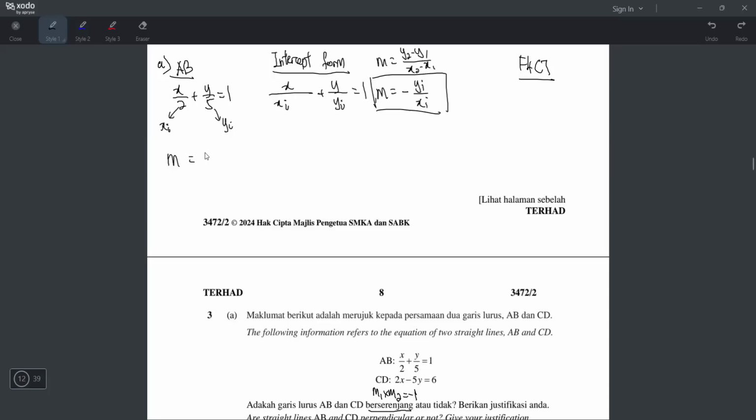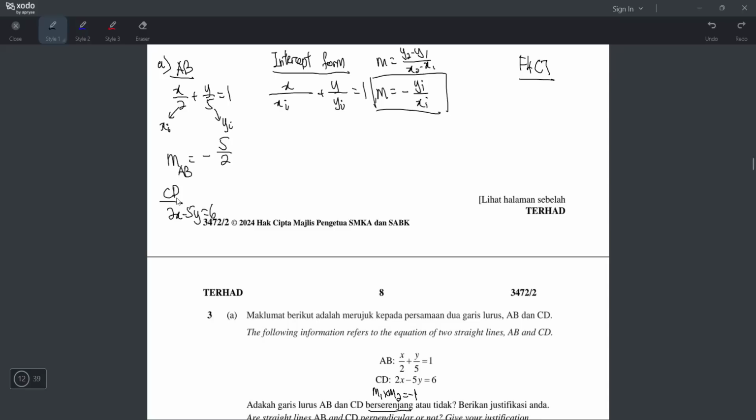Because we know the y-intercept is 5 and the x-intercept is 2. So the gradient of AB is -5 over 2. Sudah siap. Okay, now for the CD. CD, they say 2x minus 5y equals 6. Okay, yang ini saya akan guna cara macam mana untuk cari gradient.